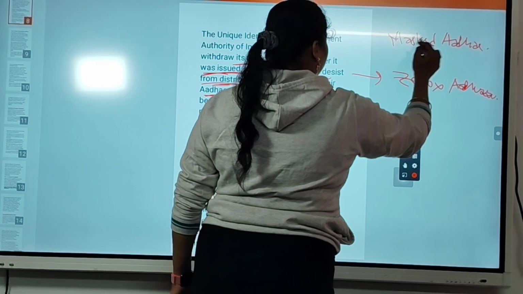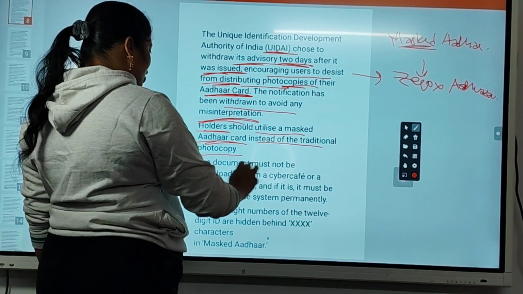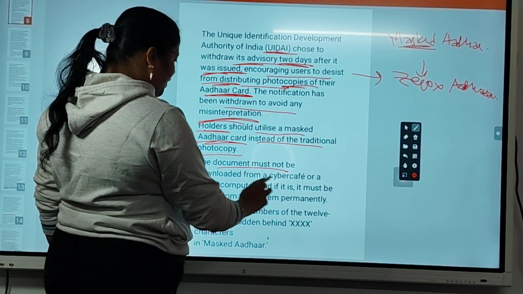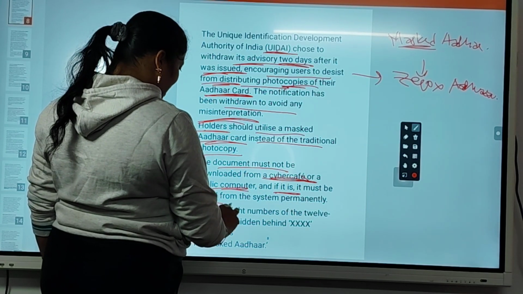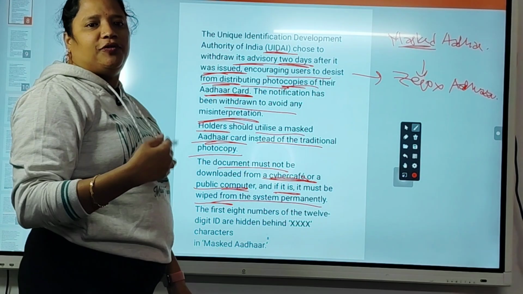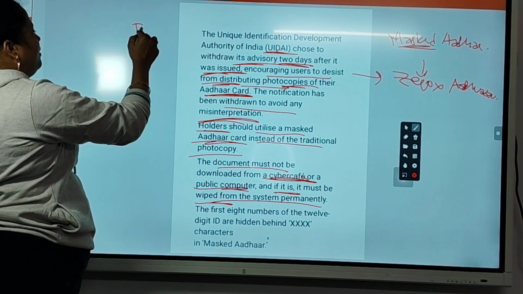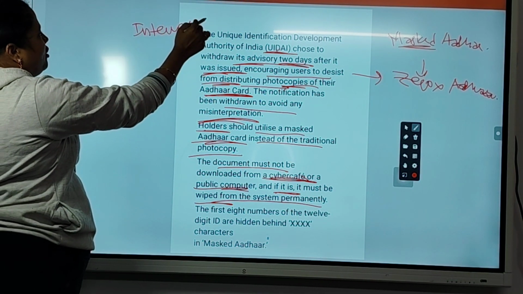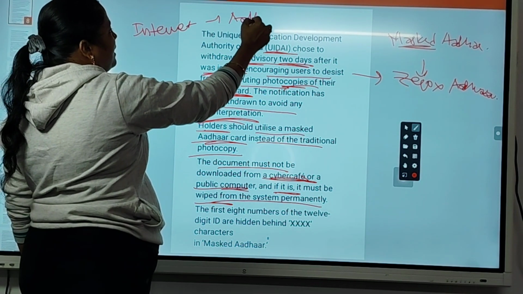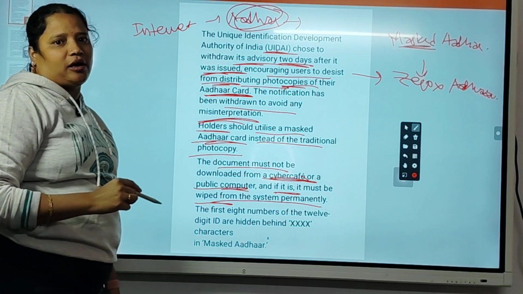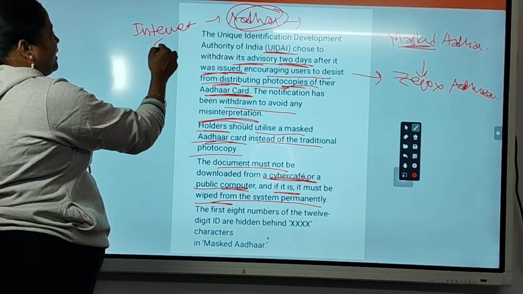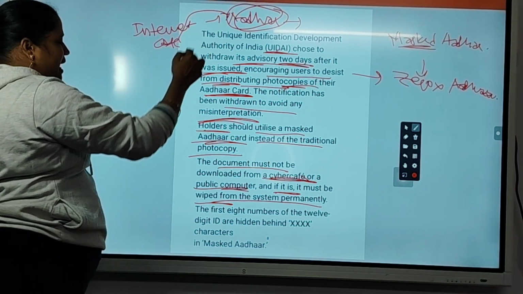People must use a masked Aadhaar. The document must not be downloaded from any cyber cafe or public computer. If it is, it must be wiped from the system permanently. If you go to an internet cafe and download your Aadhaar card there, then before coming out, you have to immediately delete this document and come out. Otherwise, the internet cafe person can access your data easily.